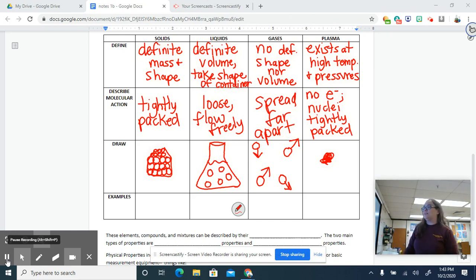All right, I need examples. I need examples of solids. So pause the video and try to come up with at least one example of a solid, a liquid, a gas, and a plasma.